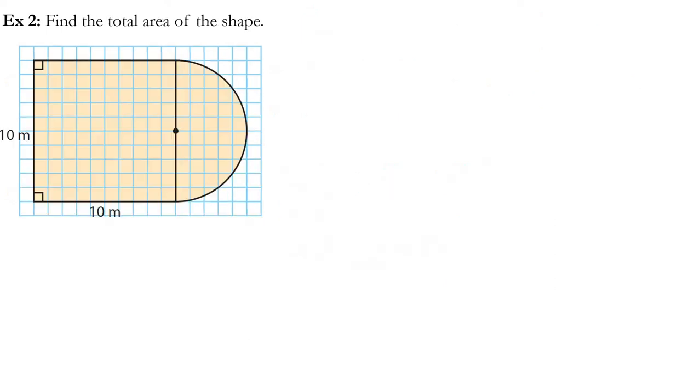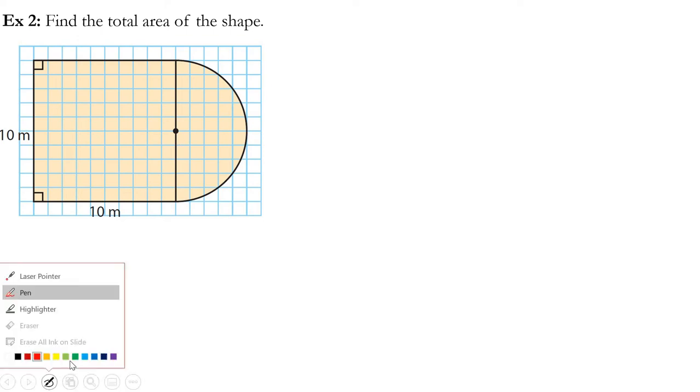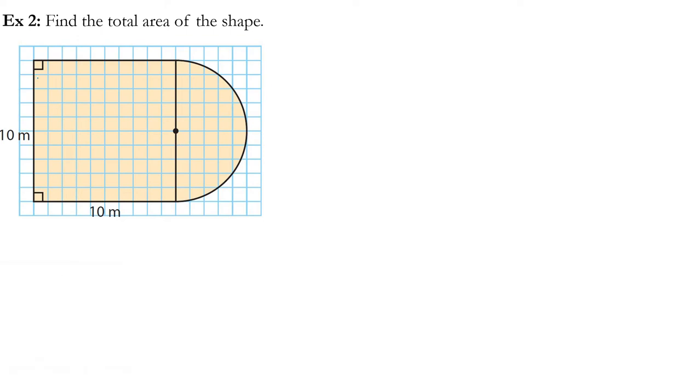All right, number 2. We have a square and we have a semicircle. Let's start with the square. That's easy enough. Length times width, or side squared. So it's going to be 10 times 10, which is 100 meters squared.